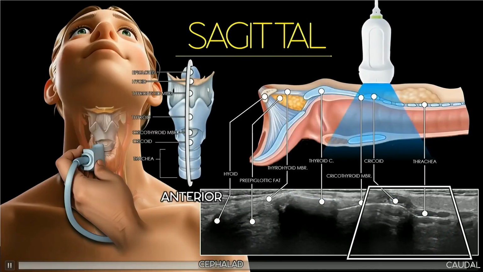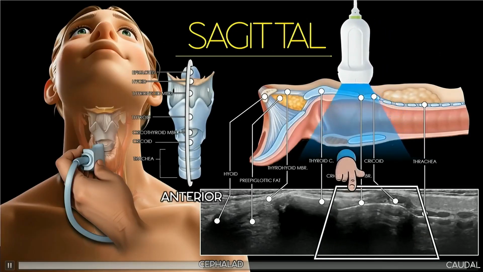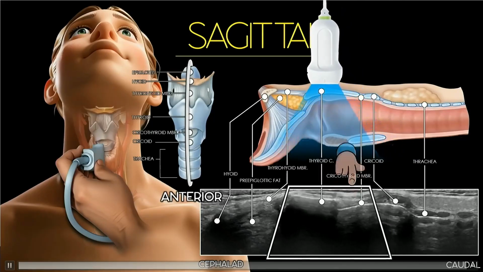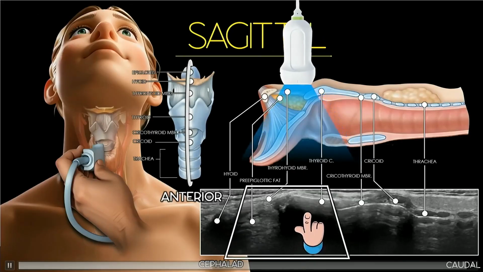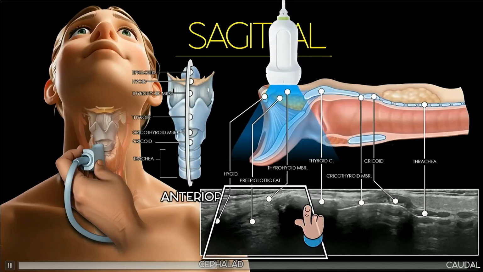The cricothyroid membrane appears as a shallow depression located between the lower margin of the thyroid cartilage and the upper border of the cricoid cartilage. When the thyroid cartilage is not calcified, it appears as an oval-shaped hypoechoic structure with reverberation artifacts behind it.